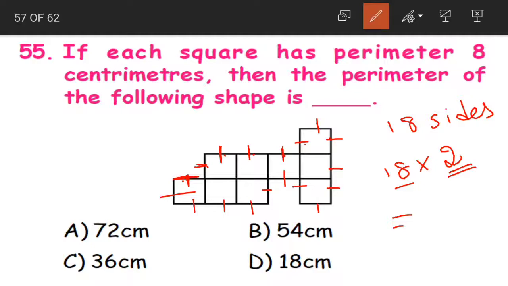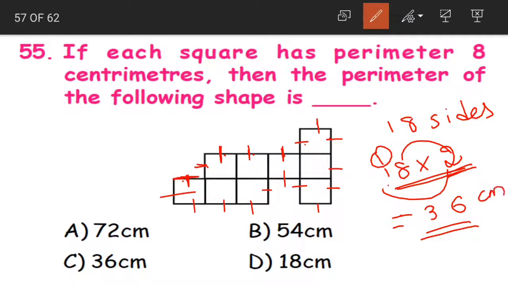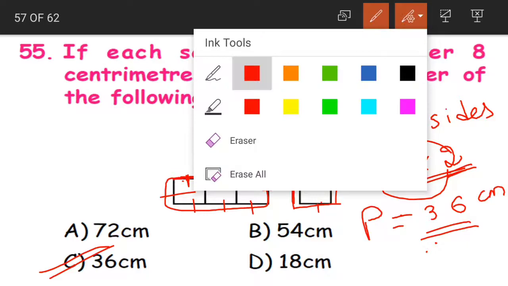So the total length of these 18 sides becomes 18 into 2. 8 2s are 16, 1 carried. 2 1s are 2 plus 1, 3. 36 centimeters. Now what is this? This is the length of all the sides on the boundary. This is nothing but our perimeter of the given figure, that is 36 centimeters. Is this clear, children? Option C, 36 centimeters becomes our correct answer. So this is how you find out the perimeter for the given shape.